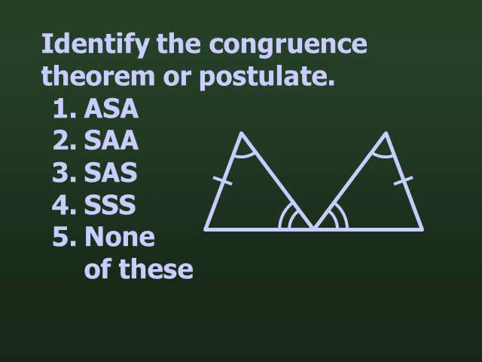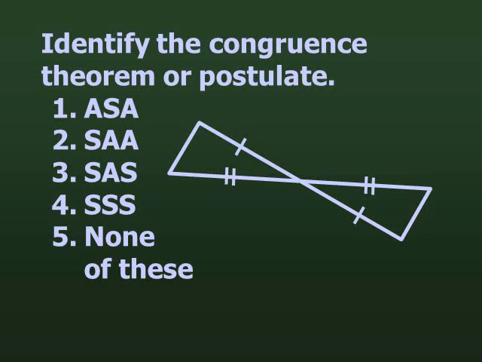So identify the congruence theorem or postulate. So I've got 2 triangles. Is this angle-side-angle, side-angle-side, side-side-side, or none of these? If you look, the side is not included. You can kind of read it, like start with side and read around the triangle. Side, angle, angle, side, angle, angle. That's what I have. What about this one?